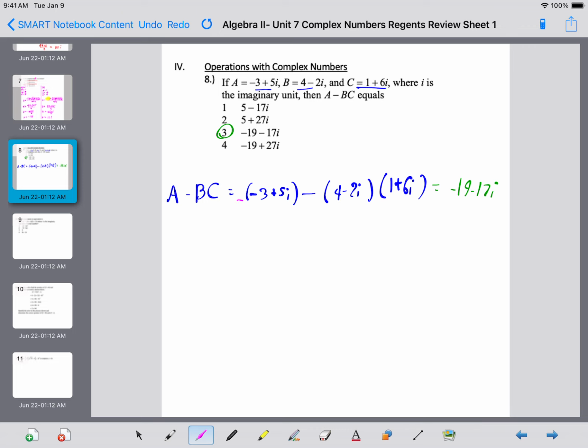So nothing's happening on the outside of this parenthesis, so you could drop them. There is something happening with the subtraction there, so you can't just drop it. But first, let's multiply. You treat i like it's a variable until the last step. So, 4 times 1 is 4. 4 times 6i is 24i. -2i times 1 is -2i. -2i times 6i is -12i squared. The reason I had to put parentheses is because we're going to have to distribute out that negative. But first, let's simplify.